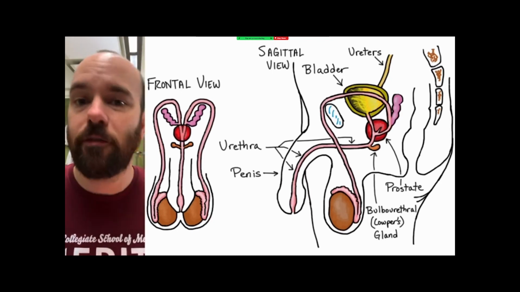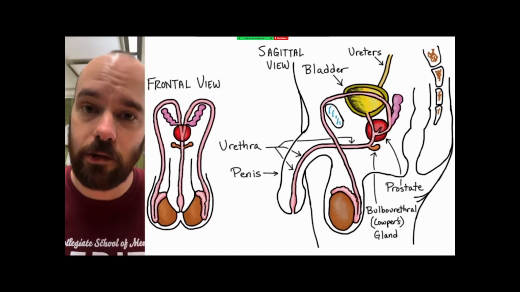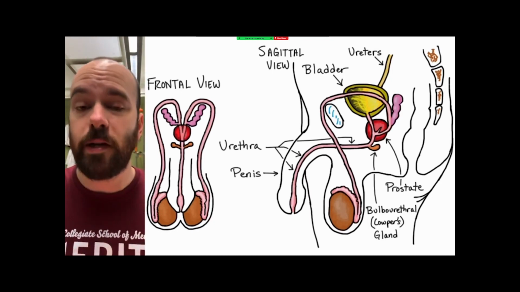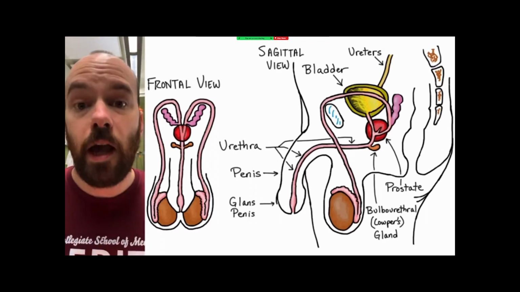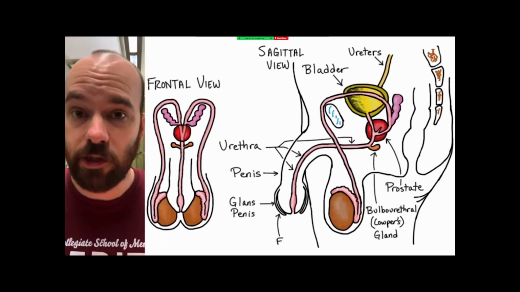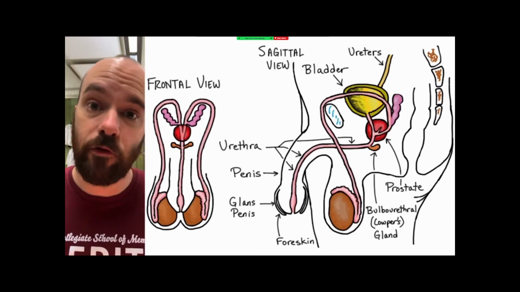Basically, the sperm travel through the penis and outside of the body during ejaculation. The end or the head of the penis is referred to as the glans penis. And here surrounding the glans penis is the foreskin, which sometimes gets removed during circumcision.